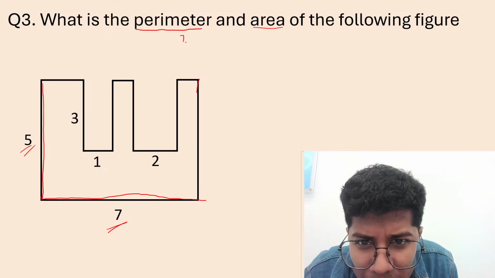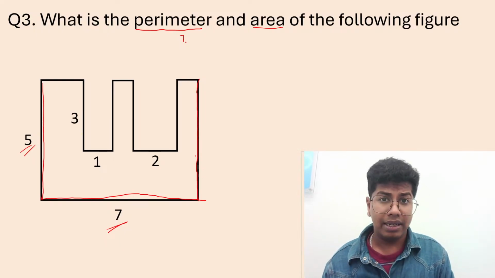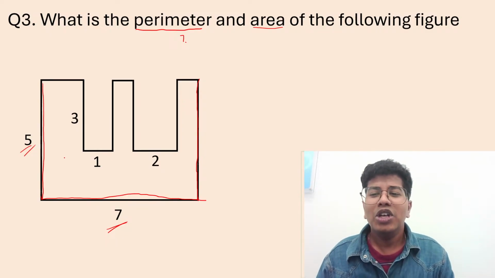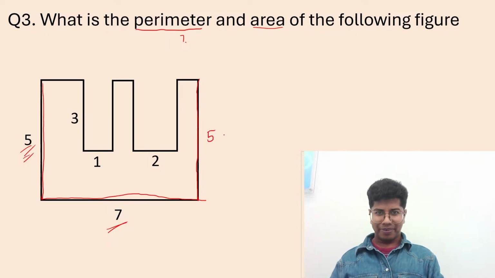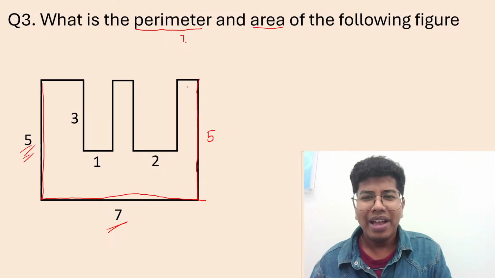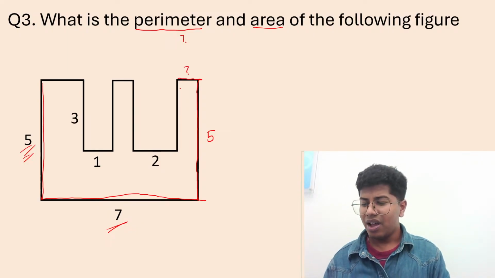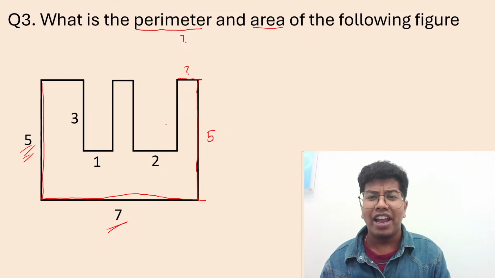Again now, what about this part? Do we know its measurement? It's just opposite of this shape. So if this is 5, this also is 5. This also we know. Now comes this part. Do we know what is the measurement of this part? We are not sure. It's not even given in the figure.